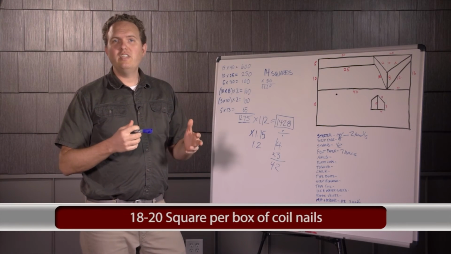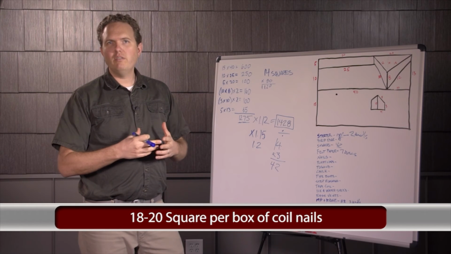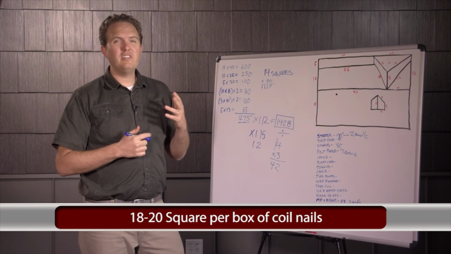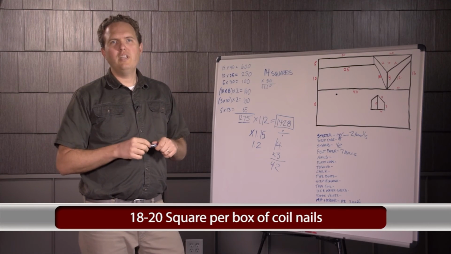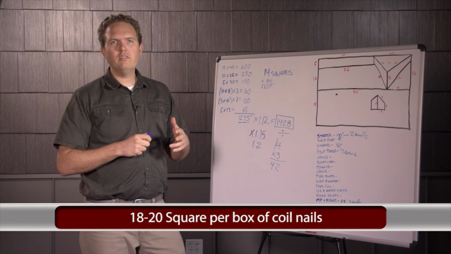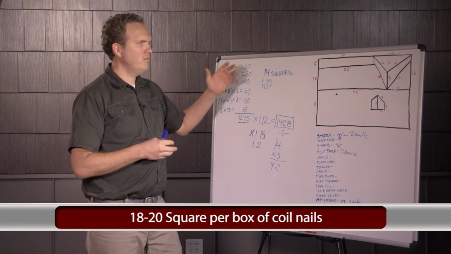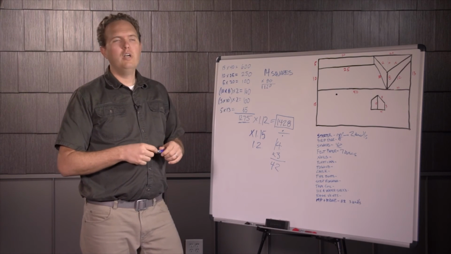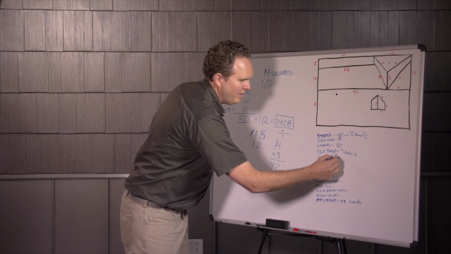If you're planning on using a nail gun, your nails are sold in boxes of coils of nails. There's typically 7,200 nails in a case, in a box of the coil nails. So you'll be able to get approximately 18 to 20 squares of roofing on per box. So for this job, because we're under that number, we're just going to have to go ahead and order 1 box of nails. So I'll get that down here.